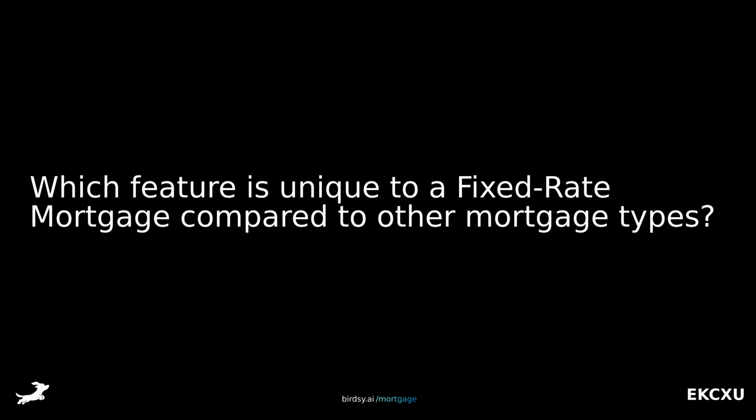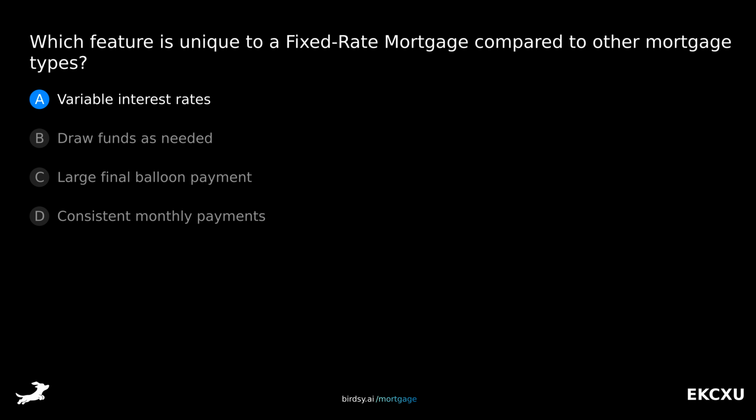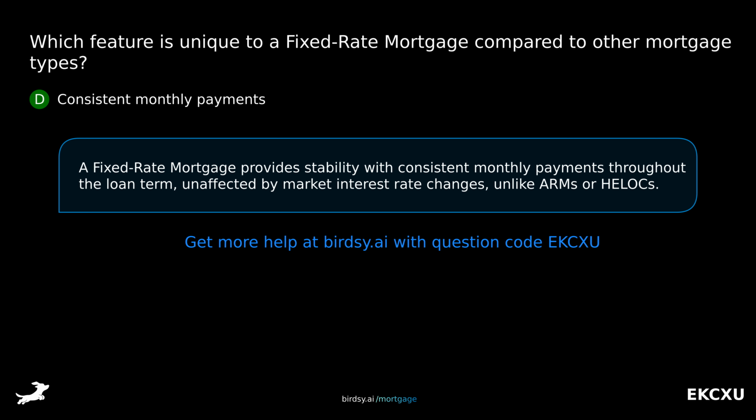Which feature is unique to a fixed-rate mortgage compared to other mortgage types? Is it A, variable interest rates? B, draw funds as needed? C, large final balloon payment? Or D, consistent monthly payments? The answer is D, consistent monthly payments. A fixed-rate mortgage provides stability with consistent monthly payments throughout the loan term, unaffected by market interest rate changes, unlike ARMs.